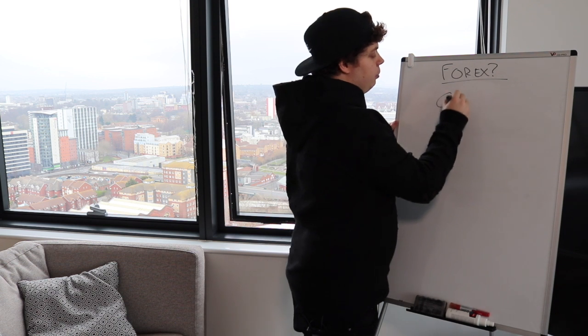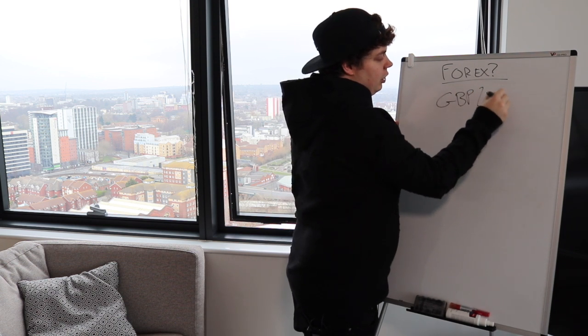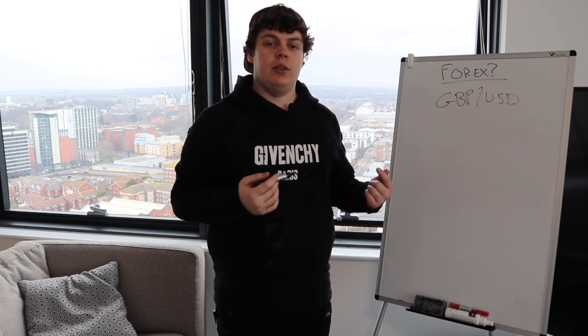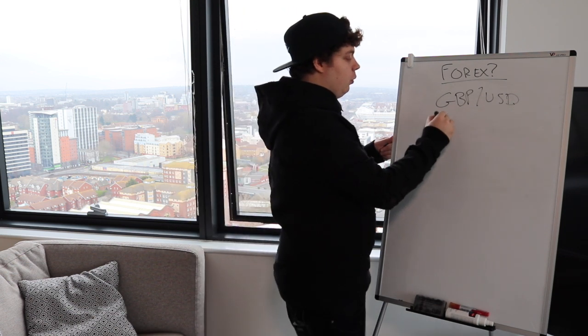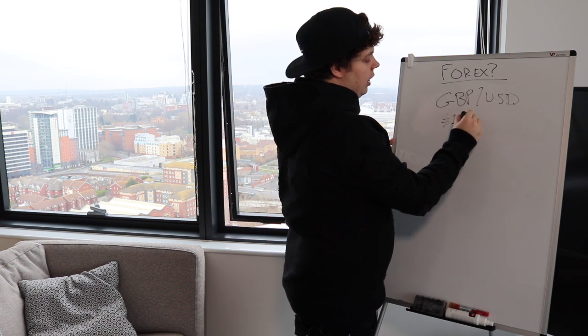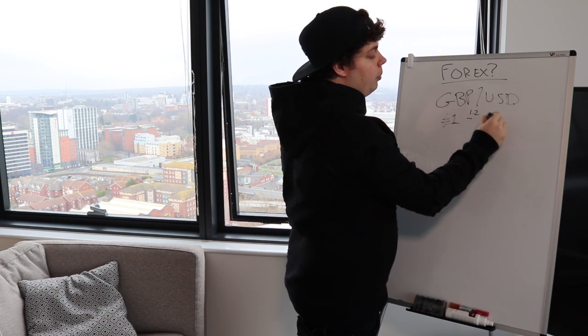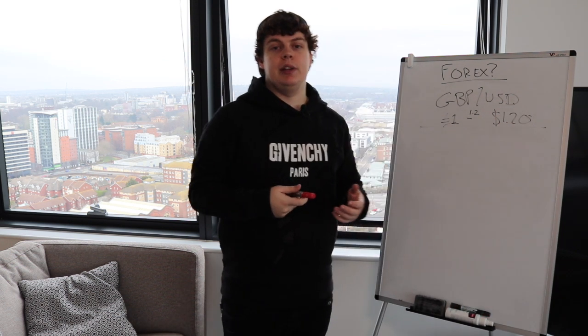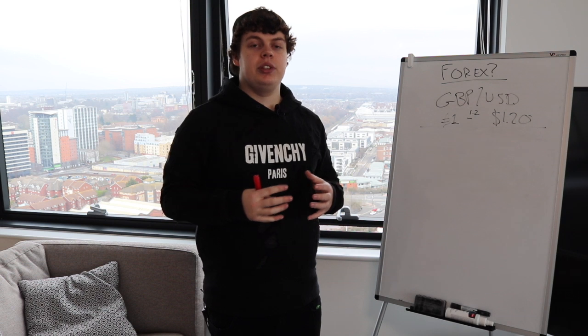So we have the Great British Pound against the US dollar. Now, every currency pair has an exchange rate. You've probably seen it on the counter. There's a random number at the back, which means what you're going to get for your money. So for example, if you had £1 and you wanted to exchange it for dollars and the exchange rate was 1.2, you'd have £1 in pounds and you'd exchange that at the rate of 1.2 and you'd end up with $1.20.